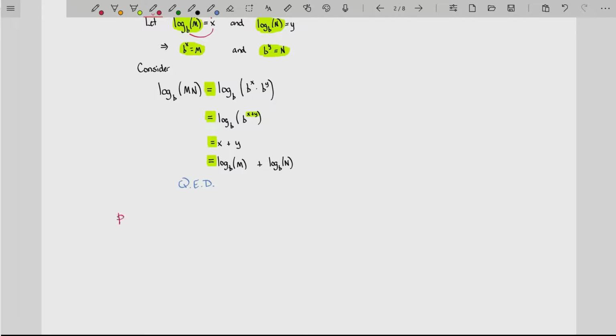We're going to do a proof of the fact that the log base b of, I'm going to just call it m to the p, prove that's equal to p times log base b of m.